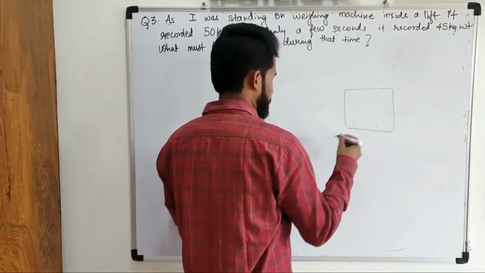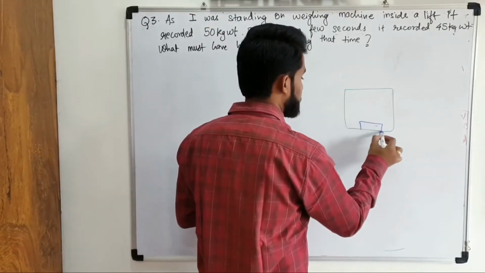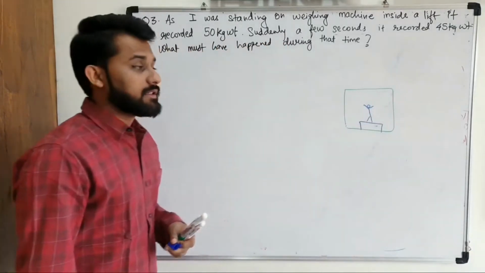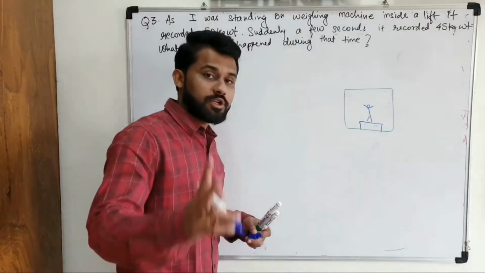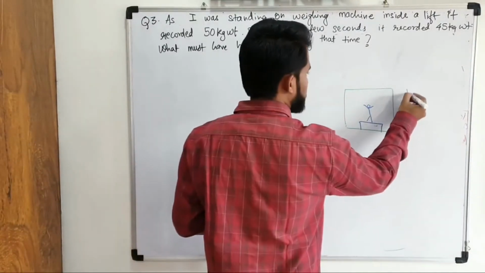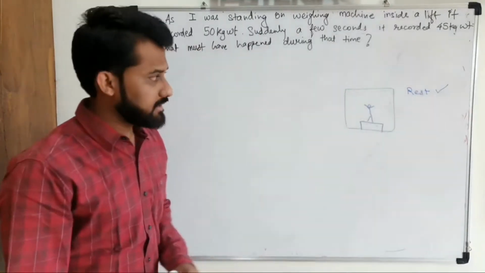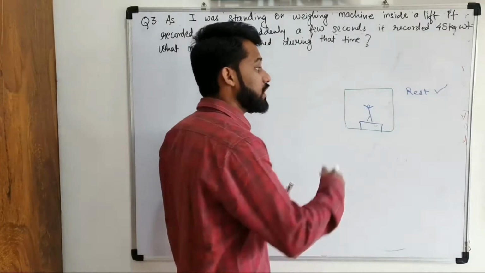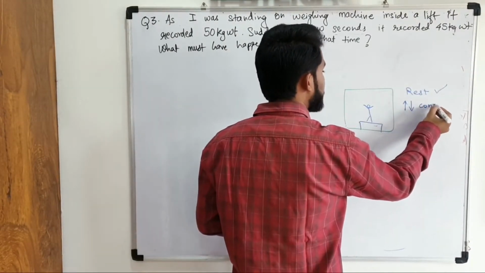And in this lift, if you are standing right on a weighing machine, a person is standing on the weighing machine, the true weight of the person is shown for two cases. First, if the lift is at rest, the weight of the person, mg, will be shown by the weighing machine, or if the lift is moving up or down with constant velocity.